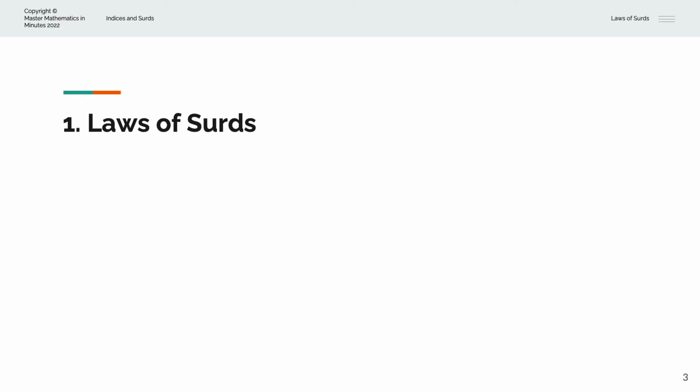So what are the laws of surds? We'll start off by defining what surds mean. Surds are irrational roots. An example of a surd is the square root of 3, and that equals 1.73205, and that is an irrational number because the decimals do not terminate. And so that is the definition of a surd. The square root of 5 is another example of a surd because it is an irrational number.